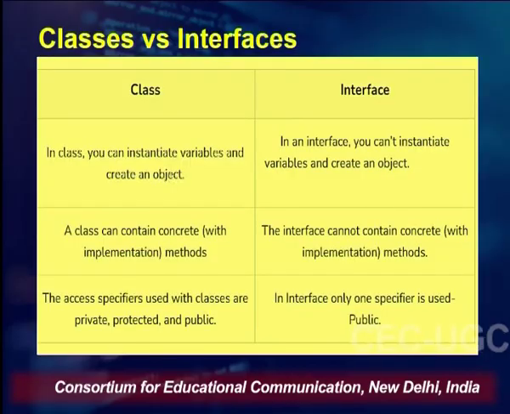The access specifiers used with a class are private, protected and public, and there is also the default access modifier when we do not use any of these keywords: private, protected and public. And in an interface only one specifier is used, and that is public. You cannot have a private or protected access specifier inside the interface.